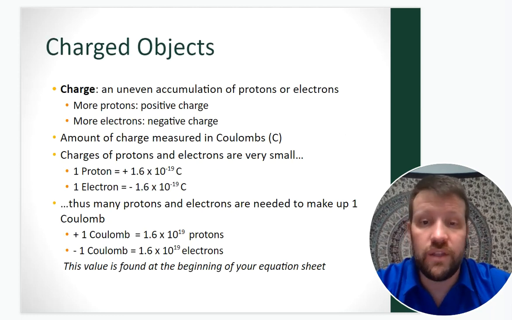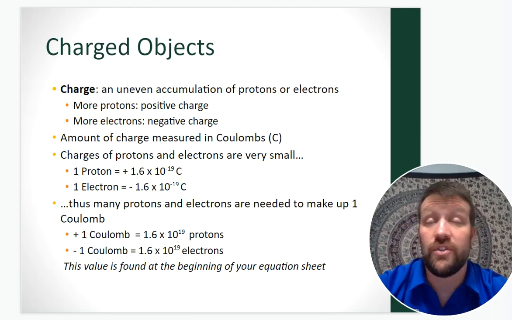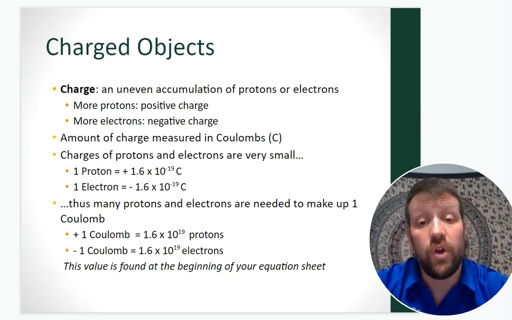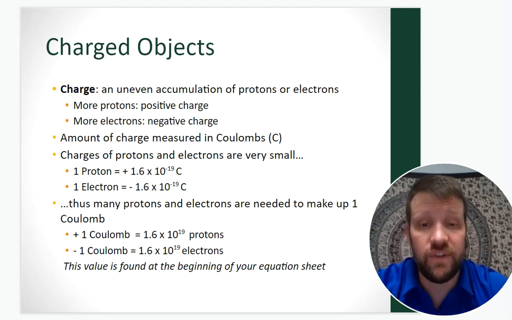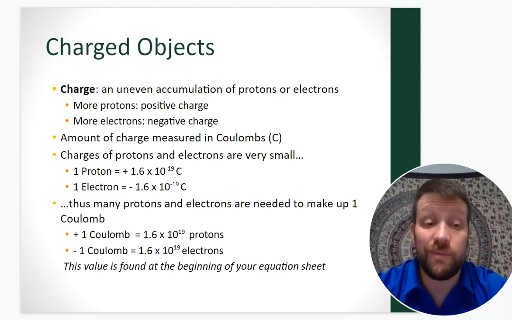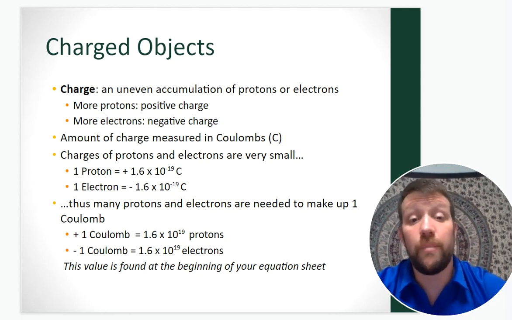I'm going to jump right into charged objects. So a charge is an uneven accumulation of protons or electrons. If something has more of one or the other, it's going to have an overall charge. Reminder, protons positive, electrons negative. These are things we probably don't need to say. But the amount of charge is going to be measured in coulombs, and we'll get to this guy named Coulomb here in just a little bit, but that's a buildup of charge there.